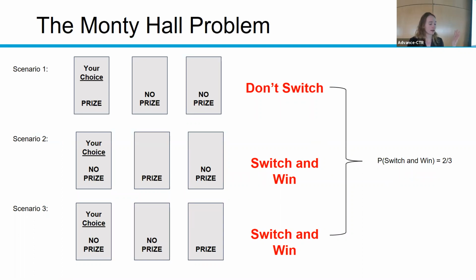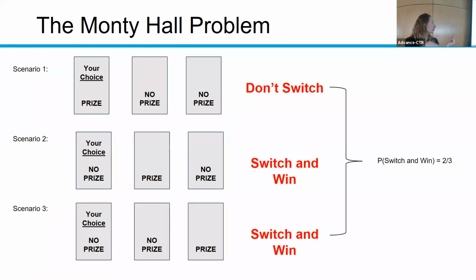So you have 3 scenarios. In each scenario, we're going to say that your choice is door 1. Now, there's 3 ways that the prizes can be laid out. The prize can be in the first door, the second door, or the third door. In scenario 1, if you chose door 1, the host will show you door 2 or 3, but either way, you should not switch if you would like to win.